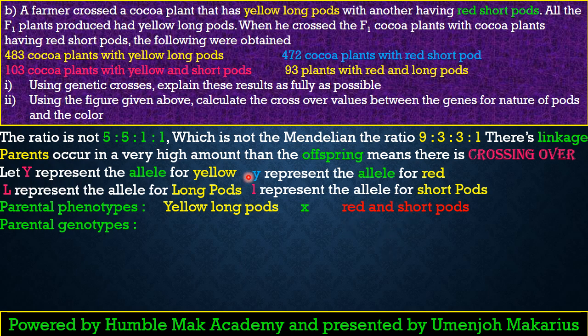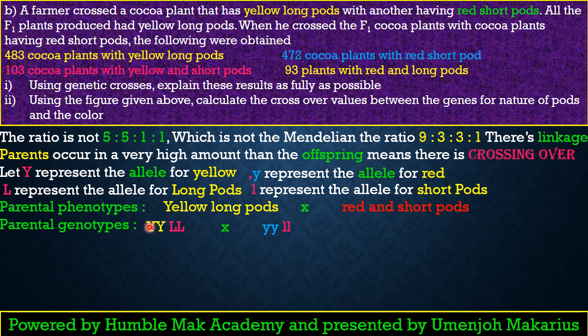For red is what, guys? Small y, small y. For short is what, guys? Small l, small l. Great. So we are going to have capital Y, capital L, crossing it with small y, small l. Okay. So now, guys, notice that this is homozygous for yellow long pods. This is homozygous for red short pods.